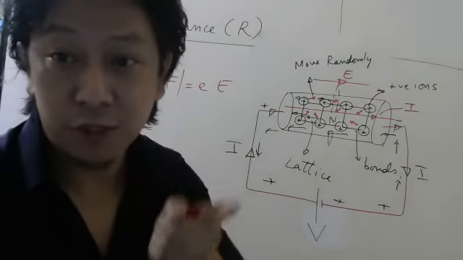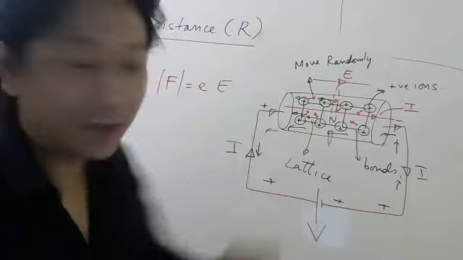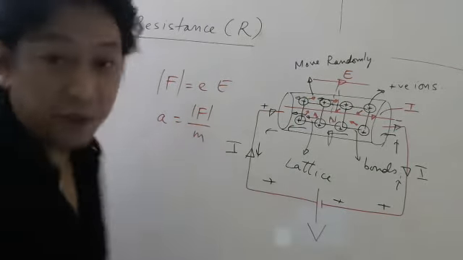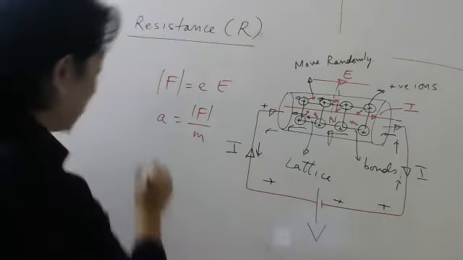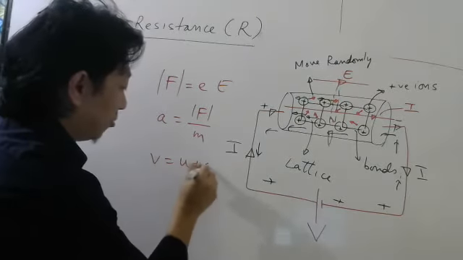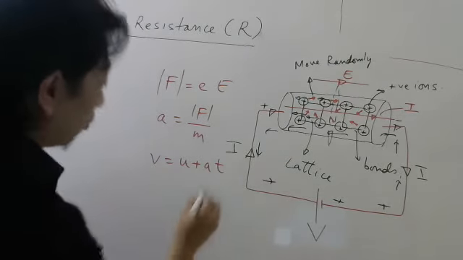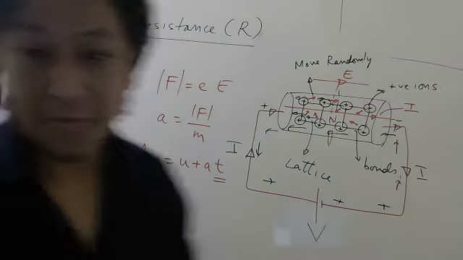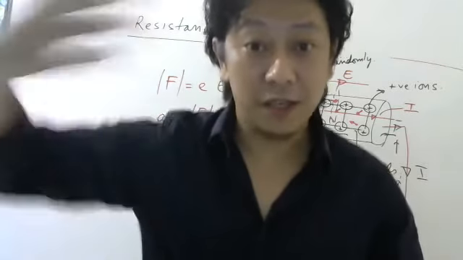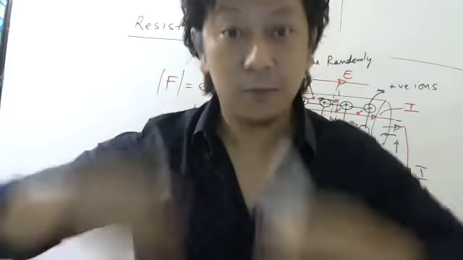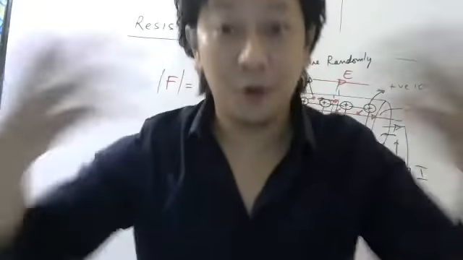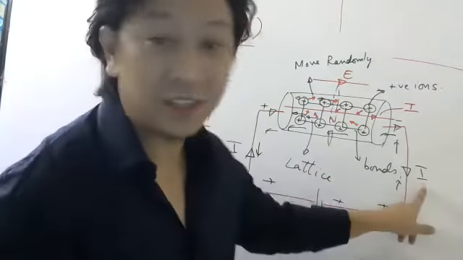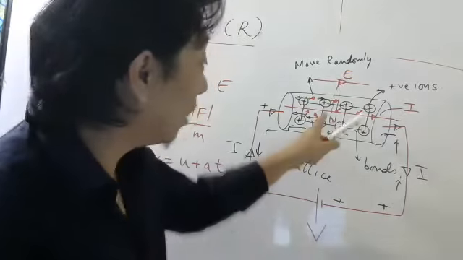And whenever there is force, Newton Baba told us there will be acceleration. And if there is acceleration, what will happen? Final velocity will be u plus at. So with time, the final velocity should keep increasing. So if velocity keeps increasing, current should be more and more and more. Why is current becoming steady? Why does current become constant? Because of these collisions.